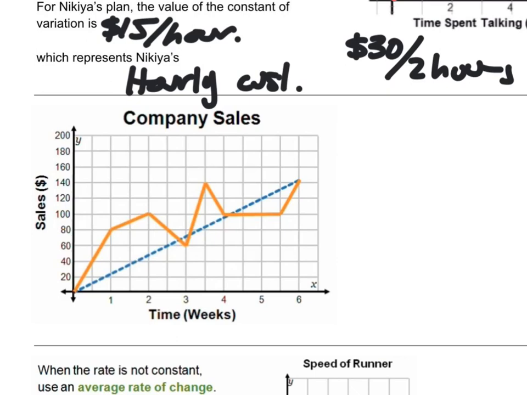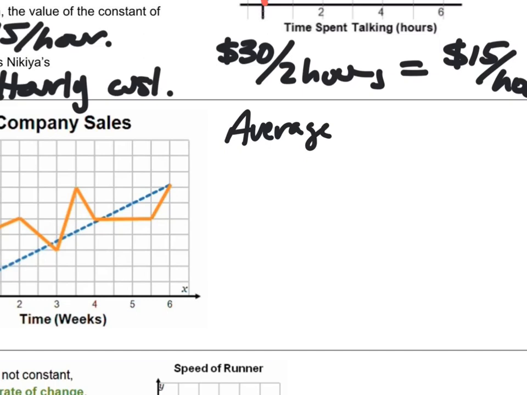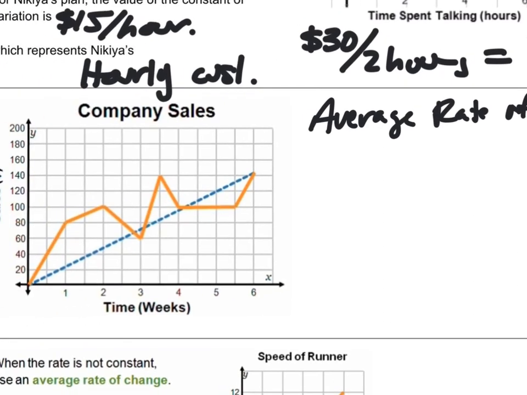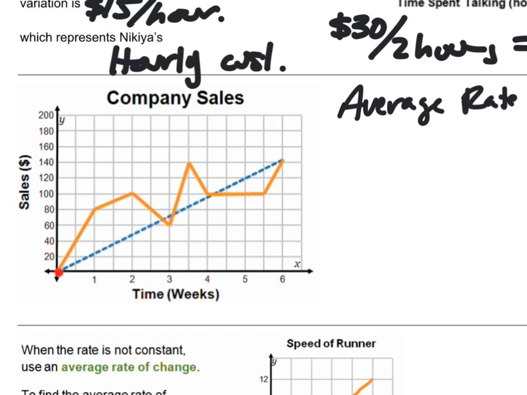What we call this is the average rate of change. Because we're talking about an average rate of change, that means the slope over a time period. So we want to calculate the slope from the very initial point to the very end. I'll draw a vertical change, which is $140, divided by the run, the horizontal change, which is 6 weeks.